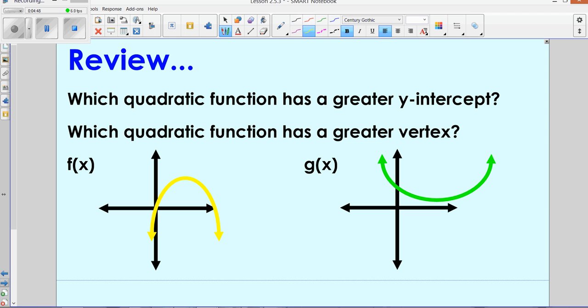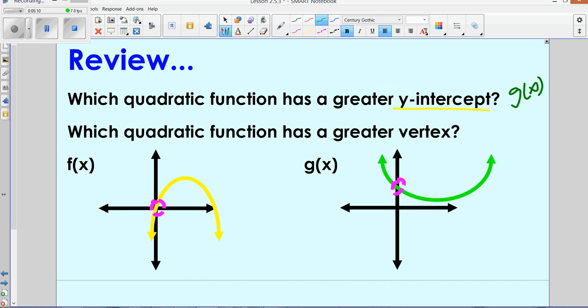So if you're looking at f of x and g of x, you have to know what you're looking at first. So if you look at here, your y-intercept, that's what I'm looking at. That's it. I don't care about the vertex. I don't care about anything. So in f of x, here's my y-intercept. g of x, here's my y-intercept. So which one has a greater y-intercept? That would have to be g of x. G of x has that. So that's just vision. I'm just looking at this.